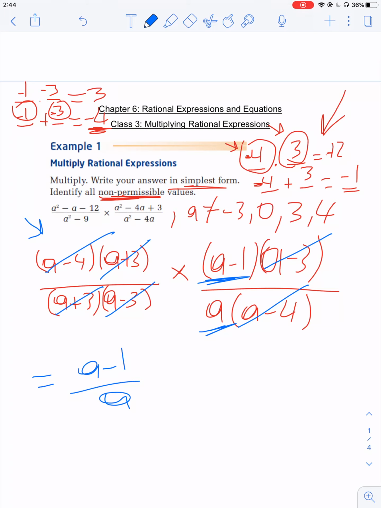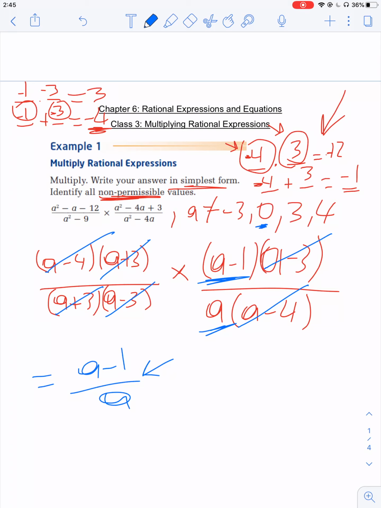Okay, so the logic with math is always consistent, right? So whatever we did with numbers, whatever was working with numbers, we're going to do the same thing with variables now, with the expressions, rational expressions if you want. So same logic, right? But as you can see in this answer over here, my only restriction is that a cannot equal 0, okay?